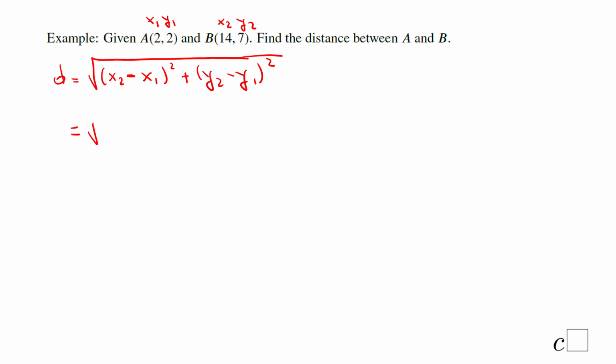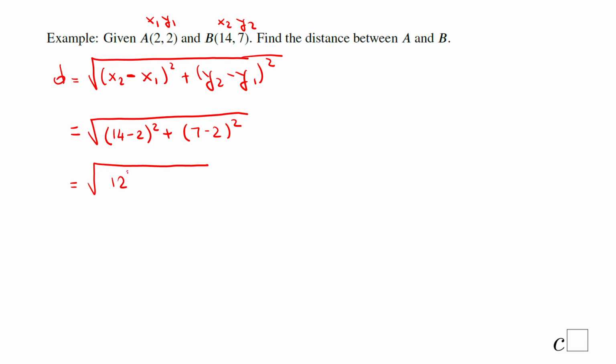So let's see what we get here. And we have x2 minus x1, 14 minus 2, don't forget the square, plus y2 minus y1, 7 minus 2 squared. And let's move to the next step. How much is 14 minus 2? That will be 12, 12 squared. So yes, use the order of operations, plus 7 minus 2 is 5, 5 squared. Let's move to the next step.